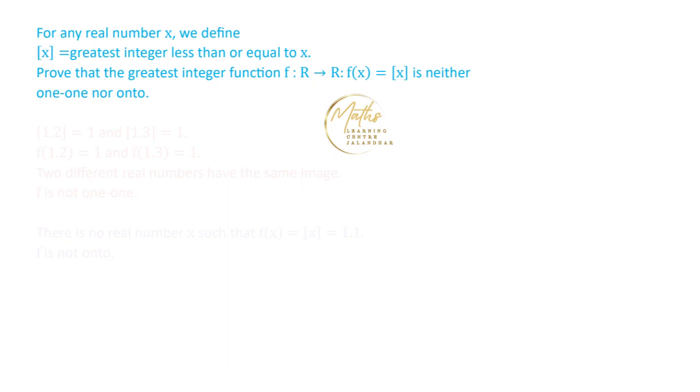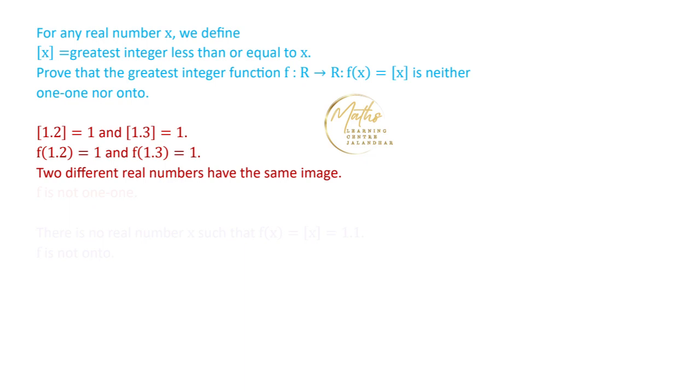First of all, we consider the value corresponding to the number 1.2. From the definition of the greatest integer function, we know that the greatest integer of 1.2 is equal to 1. And the greatest integer of 1.3 is also 1. So f(1.2) and f(1.3), both these values are equal to 1. So what we obtain is that there are two different real numbers, that is, two different elements from the domain, that have the same image. So f is not a 1-1 function.